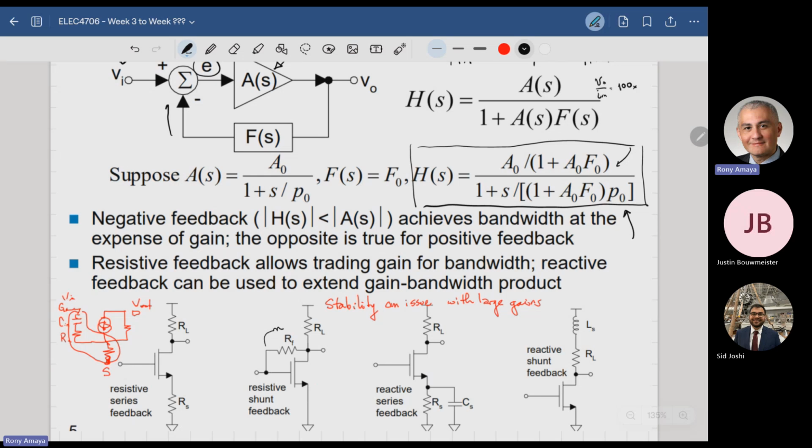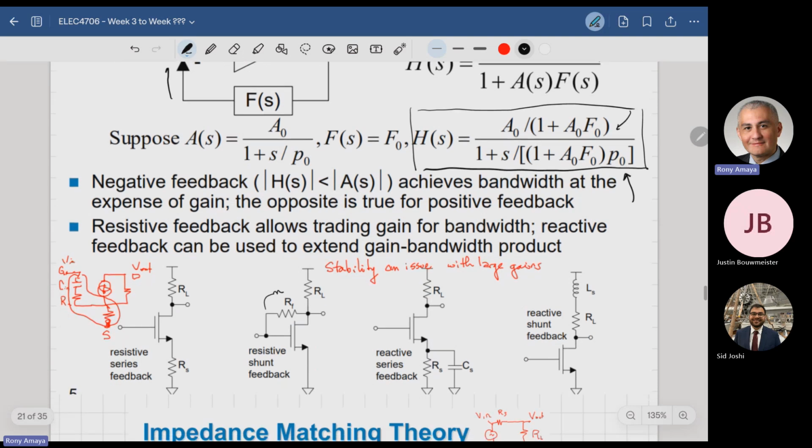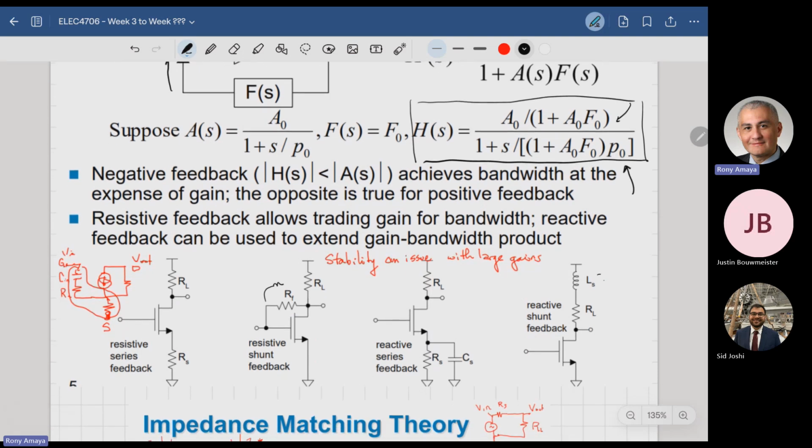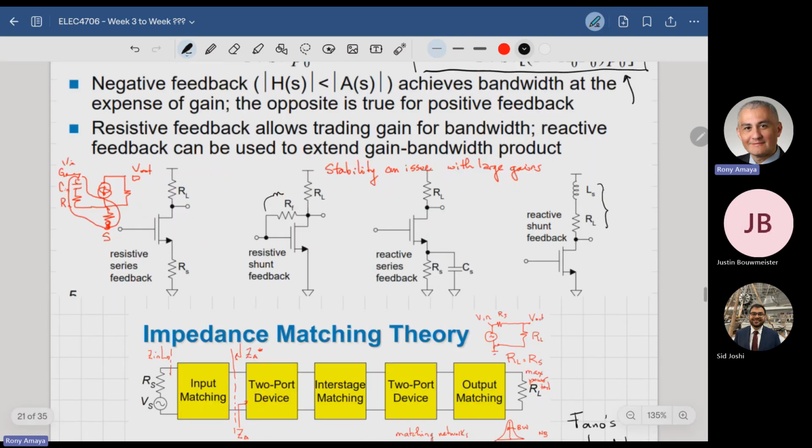You can have resistive feedback, either in series or shunt, or you can have reactive feedback, either in series or shunt as well. This reactive shunt feedback would actually be used later, so we'll look at that in this lecture today. One of the questions in the assignment asks you about a very simple analysis of that. I'm not going to give you the answer, but I'll get you started and we'll go from there.